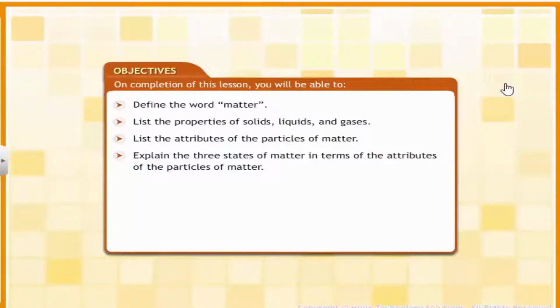This lesson is about the states of matter and how matter is composed of particles whose behavior determines the states of matter. On completion of this lesson, you will be able to define the word matter, list the properties of solids, liquids, and gases, list the attributes of the particles of matter, and explain the three states of matter in terms of the attributes of the particles of matter.